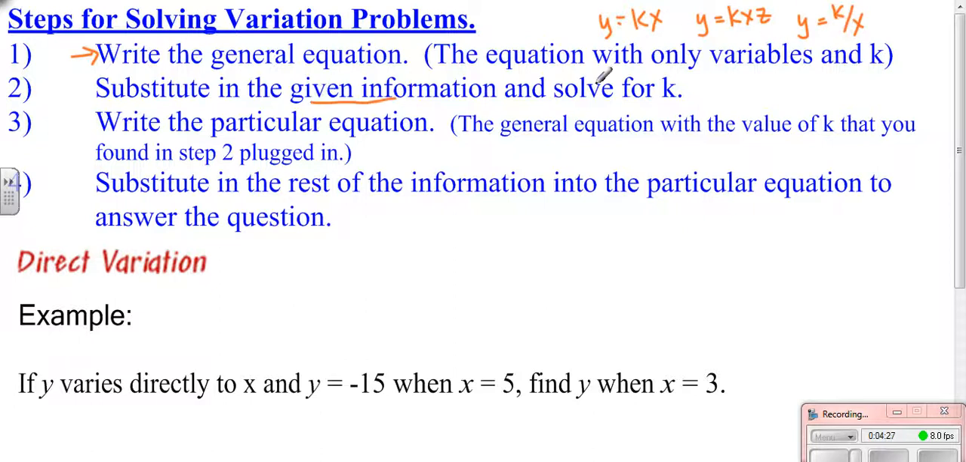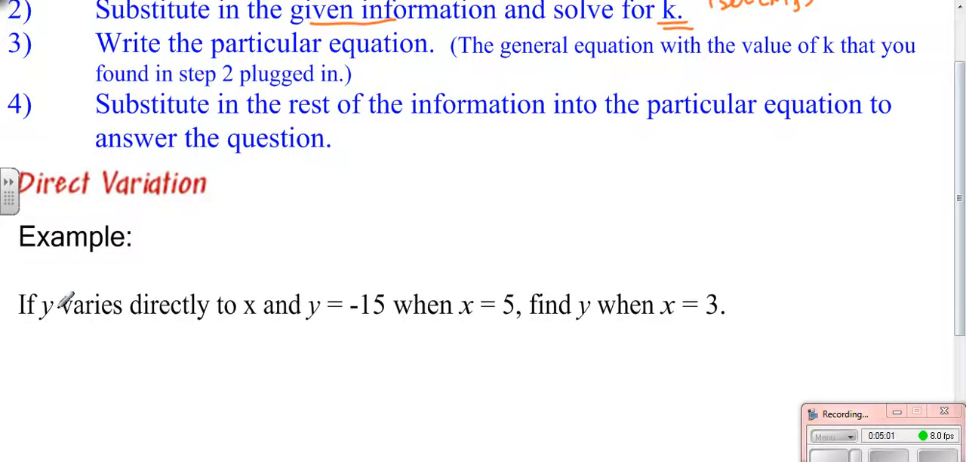Substitute the given and solve for k. So they're going to give you usually one set of values for x and y and how they relate. Use those to find k. Then go back and rewrite the general equation using the k that you have and any additional information and solve for what's missing.